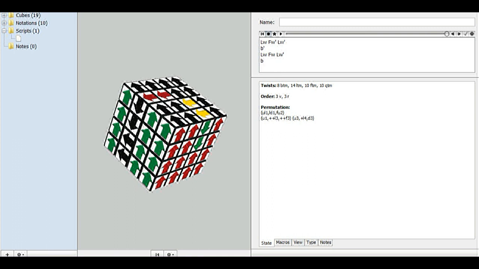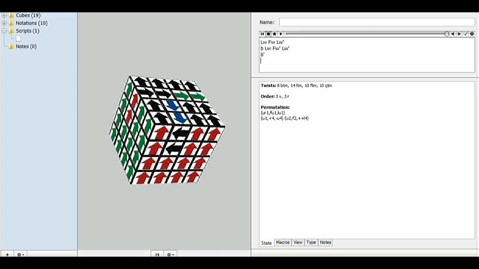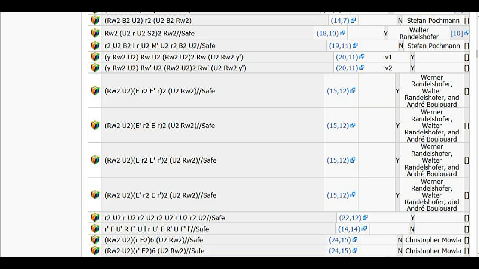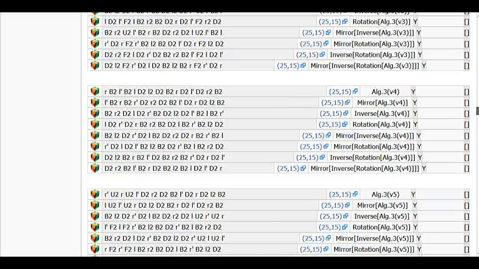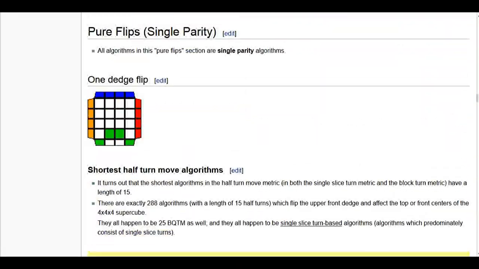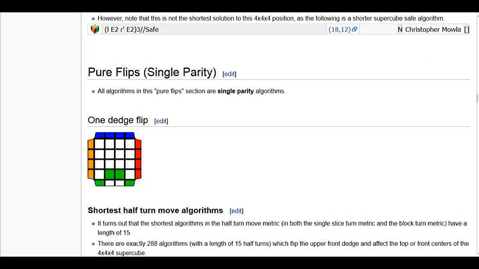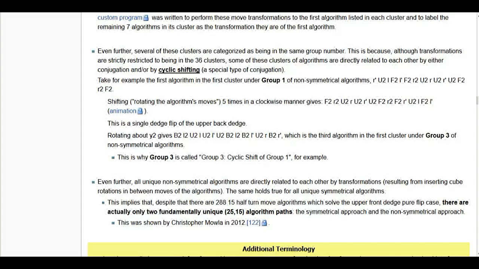This is called a piece isolating commutator. And now if I just do a cyclic shift of this, of 4 moves, then I will get the same 3 cycle of 1x2x2 blocks that I had previously. On the 4x4 parity algorithms page, let me just show you to read a little bit about that. It's at the beginning here, in this section, right under pure flips. For shortest half-turn algorithms, I talk about cyclic shifting here. So you can go ahead and read that.